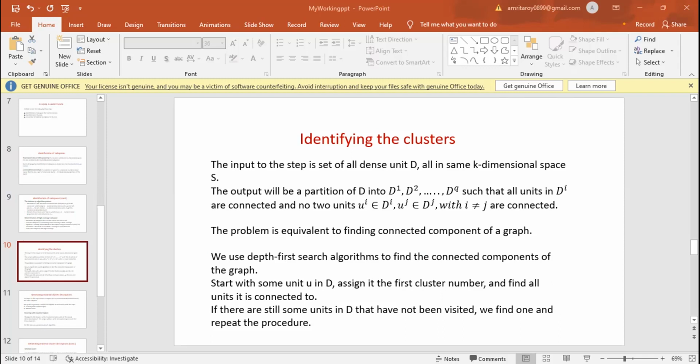We start with some unit U in D, assign it the first cluster number and find all the units it is connected to. Then if there still are units in D that have not yet been visited, we find one and repeat the procedure. This way we find the clusters.